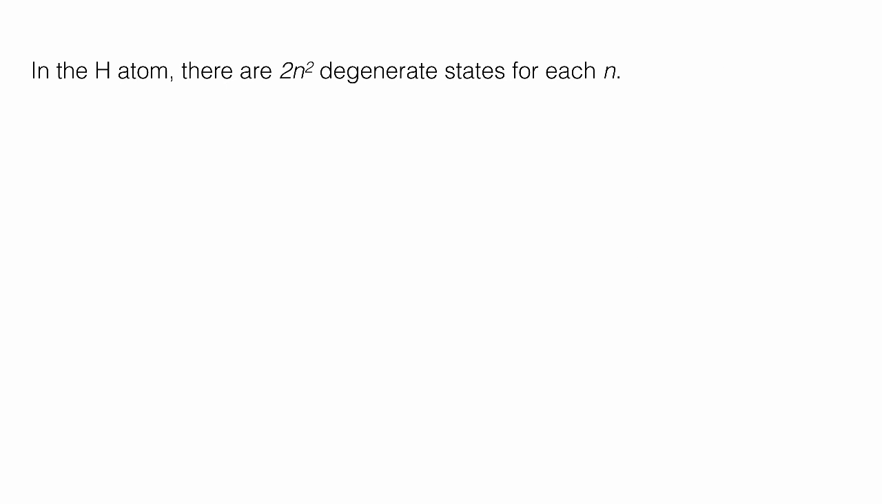So in the hydrogen atom, there are two n squared degenerate states for each n. So far, including in this screencast, I spoke about n squared. But the reality is that we have 2n squared because we have spin up and spin down. So far, we didn't have to worry about the spins. But now, since we have the spin orbit coupling, we certainly have to include the spins.